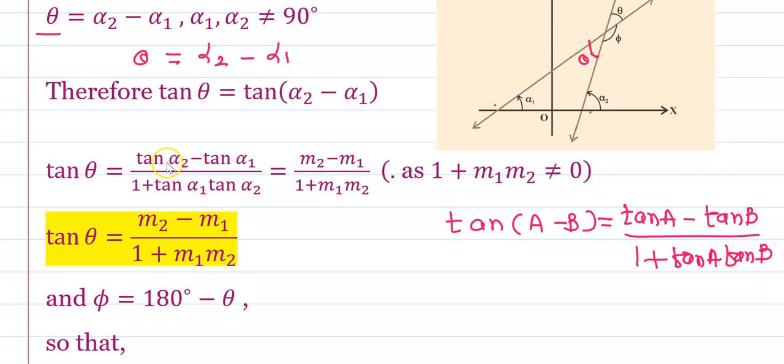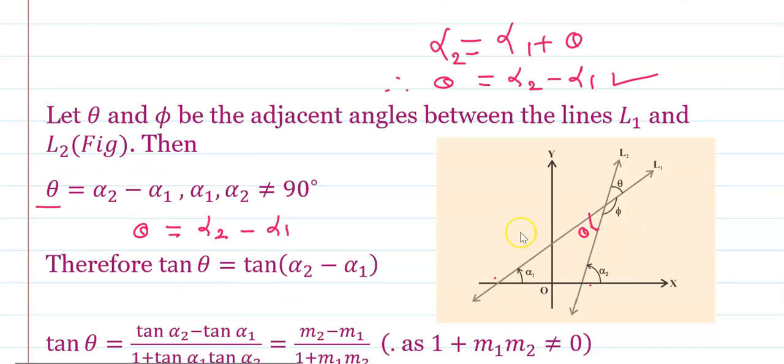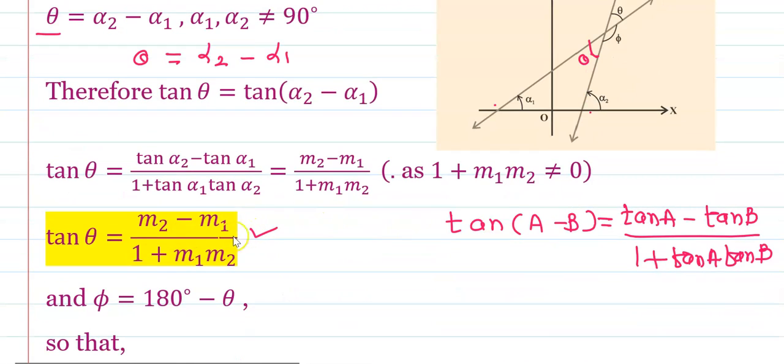But tan alpha 2 means what? It's the slope of the second line, that is nothing but m2. Tan alpha 1 means what? Slope of the first line, it's nothing but m1. That is m2 minus m1 upon 1 plus m1 into m2, where 1 plus m1 into m2 is not equal to 0. And hence, when the slopes of the two lines are given, we can find the angle between them. This theta is the angle between the two lines: tan theta equals m2 minus m1 upon 1 plus m1 into m2.